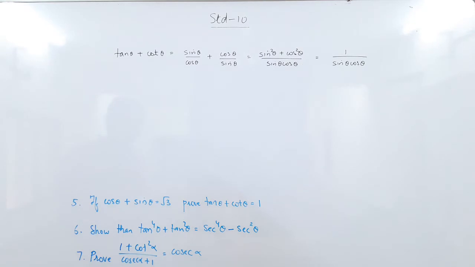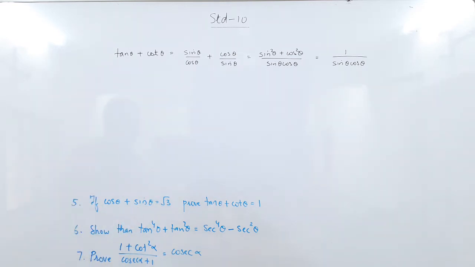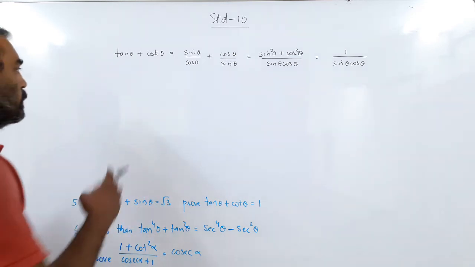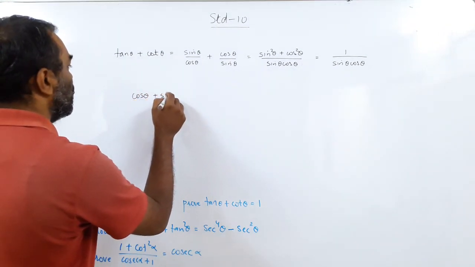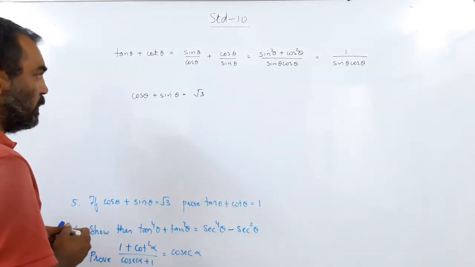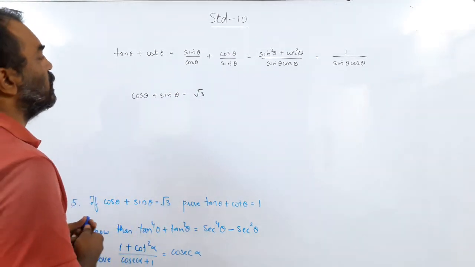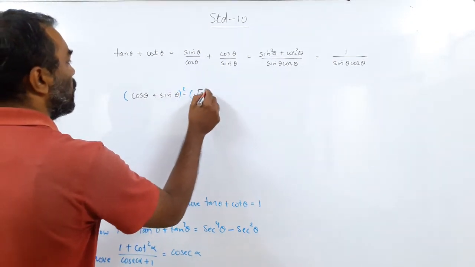Now what use will you make from here? Which identity do you know? You know cos square theta plus sin square theta equal to 1. Yes, this identity is very clear now. So what will we do now? Cos theta plus sin theta equal to root 3 is given to me. I know sin square theta plus cos square theta equal to 1. So I will square both these sides.